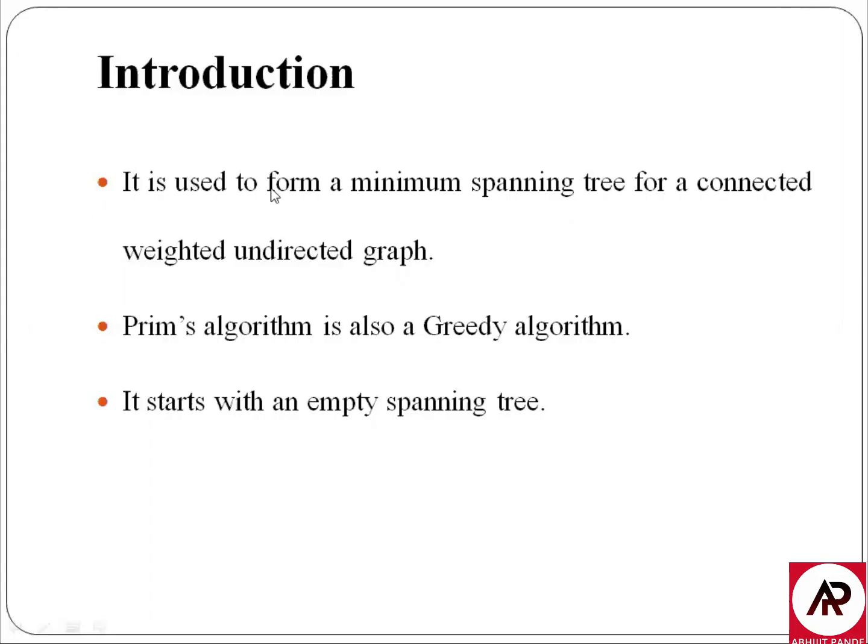Prim's algorithm is used to form a minimum spanning tree for a connected, weighted and undirected graph. Here, a weighted graph means that some weight or cost is associated with the edges present in the graph. The minimum spanning tree is a spanning tree having a cost less than or equal to the cost of every other spanning tree. More about the minimum spanning tree is available in my previous video, whose link is already shared in the description. You can get that video in the suggestions also, on the top right corner of this video.